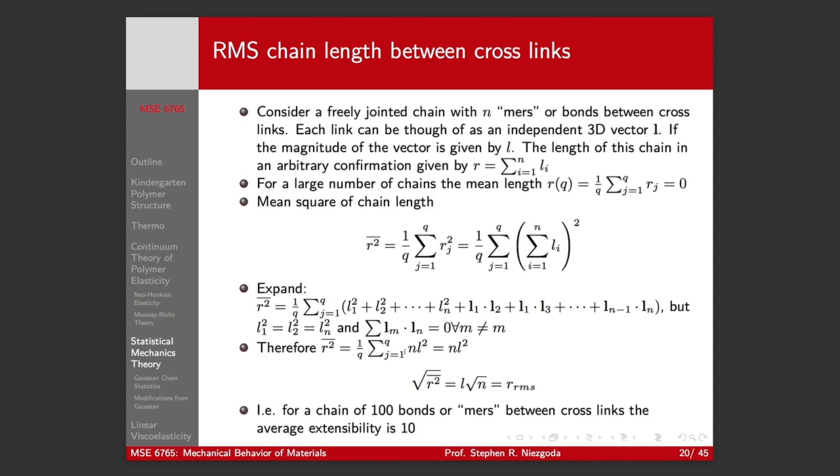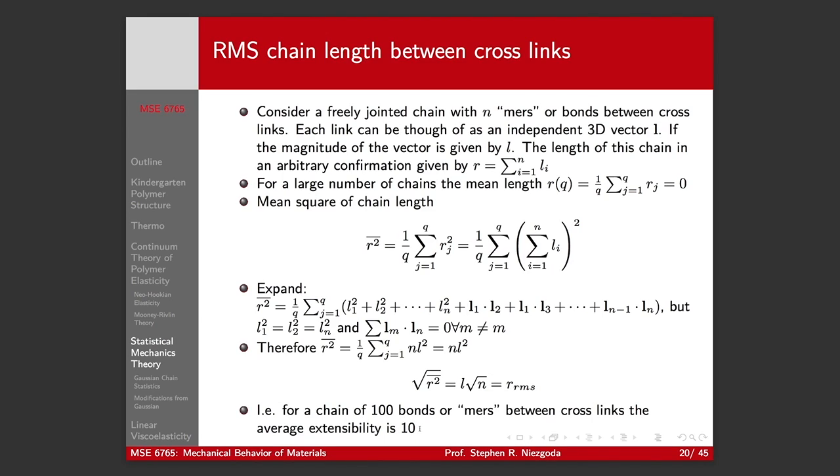All right, so we take the square root of this, right? The length of each link times the square root of n, and this is our RMS expected chain length, right? So that means if we have a chain of 100 bonds or MERS between cross links, the average extension between cross links is going to be 10 bond lengths, right?